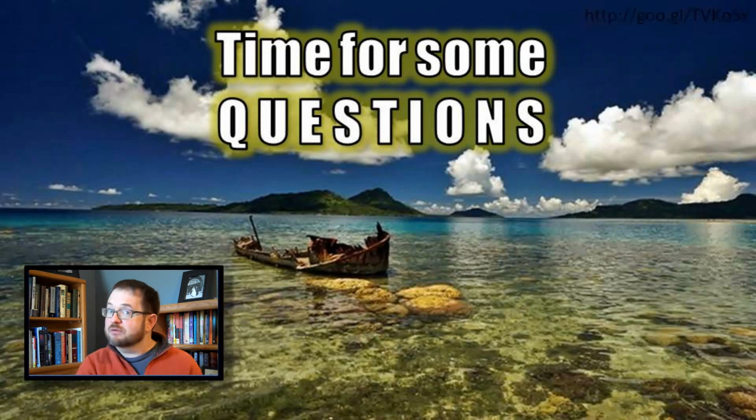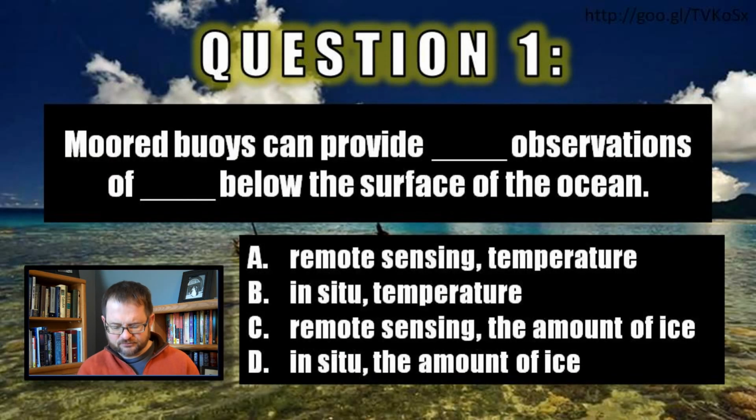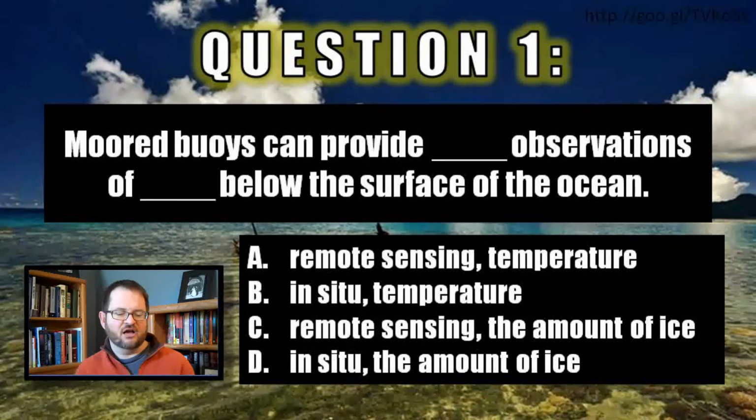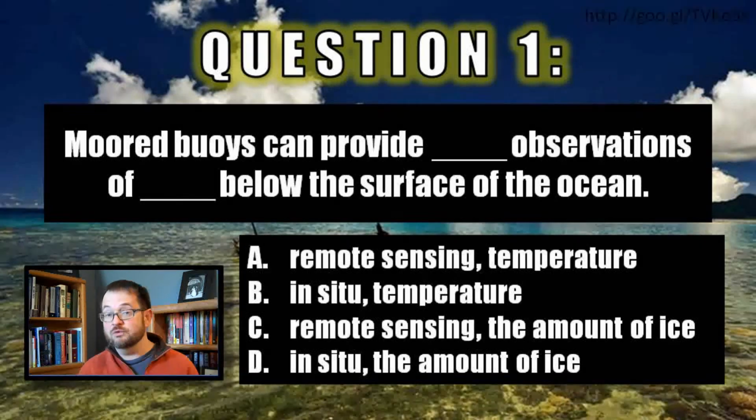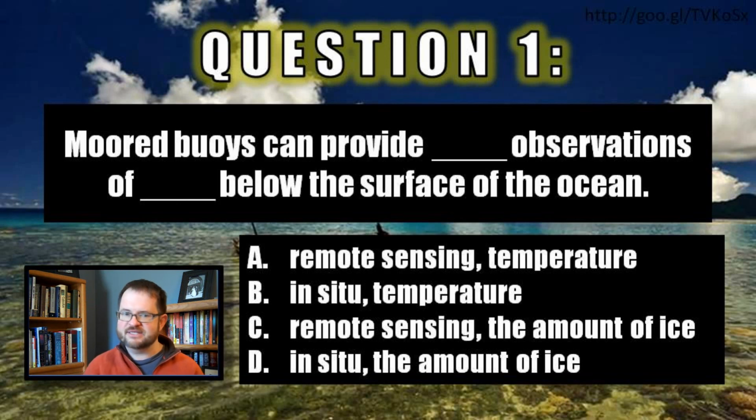Okay, before we go on and talk more about ice particularly, I do want to ask a few questions about the observed changes that we have seen in the ocean. Question 1, moored buoys. Moored buoys can provide blank observations of blank below the surface of the ocean. That first blank is either going to be remote sensing or in situ. I have to remember those terms from the previous lecture.